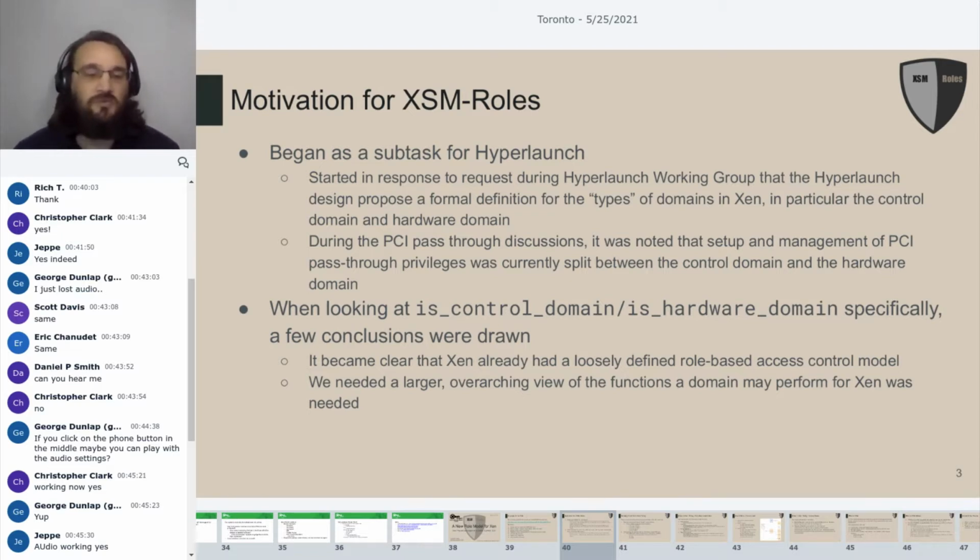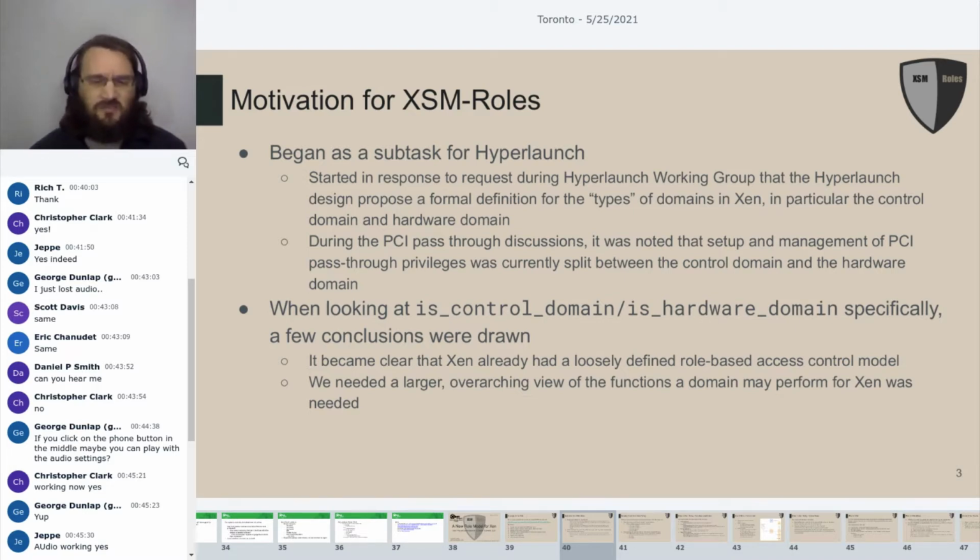While looking at that, or during those discussions, another aspect that was pointed out was that the pass-through privileges were actually split. The PCI pass-through privileges were split between both what is the hardware domain and the control domain as it's defined in the kernel today. So we went down this path of looking at how to resolve this, and how to enable this for Hyperlaunch.